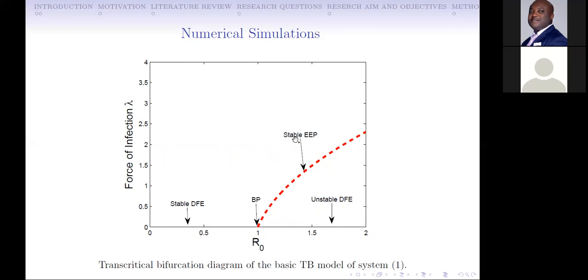There are 2 steady states here. The upper region here represents the stable endemic equilibrium, and the lower region here represents the disease-free equilibrium, which can be stable or unstable.